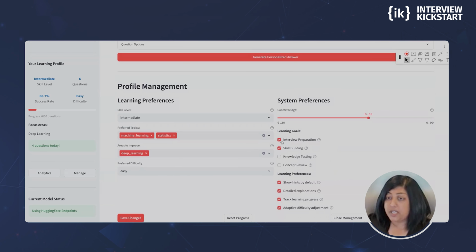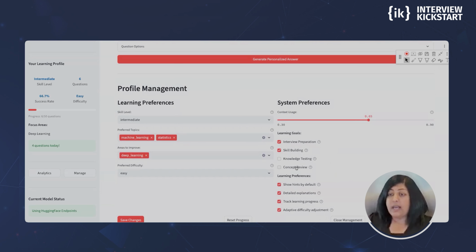So demo user is using MLM mainly for interview prep, ML interview prep, and skill building. They could also be using it for knowledge testing or a concept review, right? Multiple learning goals. They can toggle each of these based on demo user's needs.